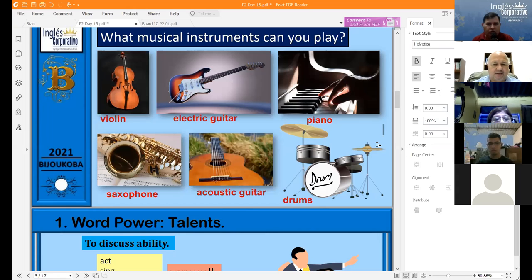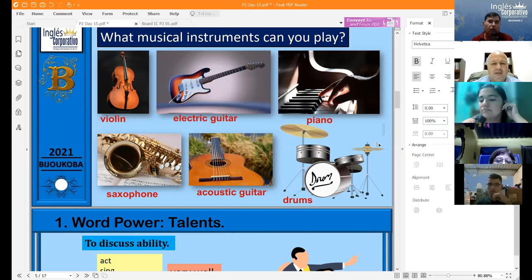What other instruments are not here? The flute. Harp. Xylophone. Cymbals. What else? The trumpet. The bass, el bajo, the bass. Okay, very good.